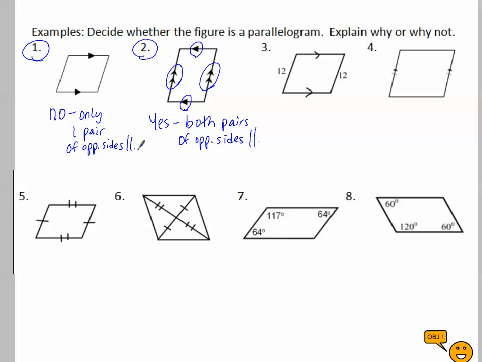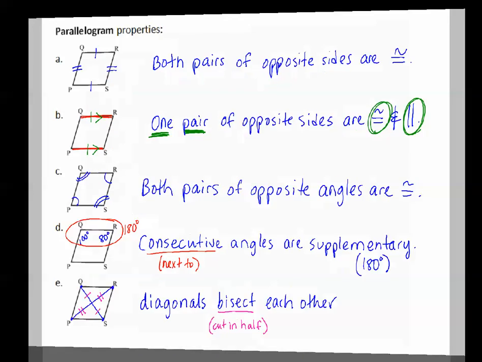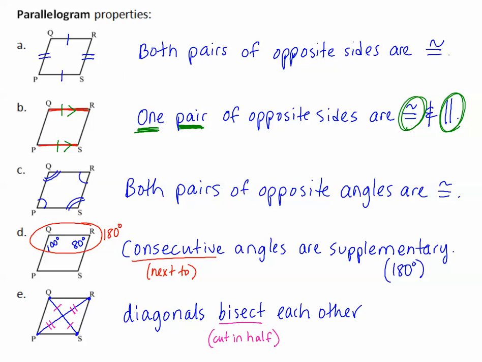Let's look at another pair of pictures that look very similar in how they're labeled. Number 3 and 4. Look at those two pictures. I see in number 3 that these opposite sides are congruent. That's congruent. And these opposite sides are parallel. But if we go back to our list of properties, is there a property that says one pair of opposite sides is congruent and one pair is parallel? Well, we have both pairs of opposite sides are congruent.